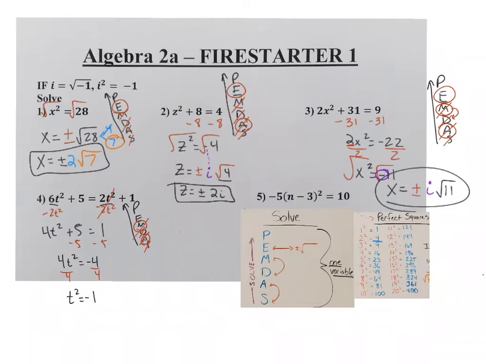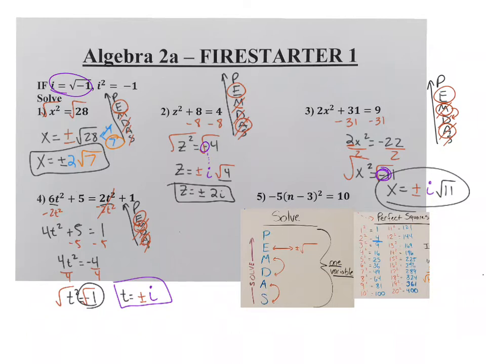The multiplication's gone. Now, how do I get rid of an exponent? I square root both sides. So t equals, remember, whenever you square root both sides, plus or minus shows up. And the square root of negative 1 is i. And that's the math reason why anytime you have a negative inside the radical, that's why it comes out as i, mathematically.